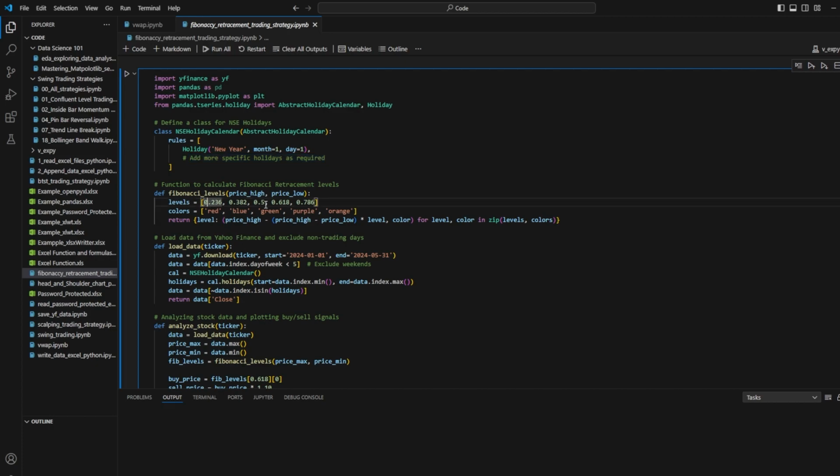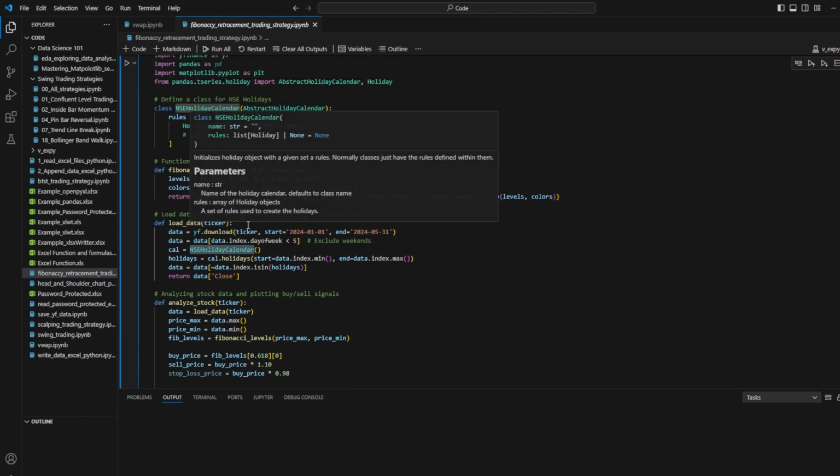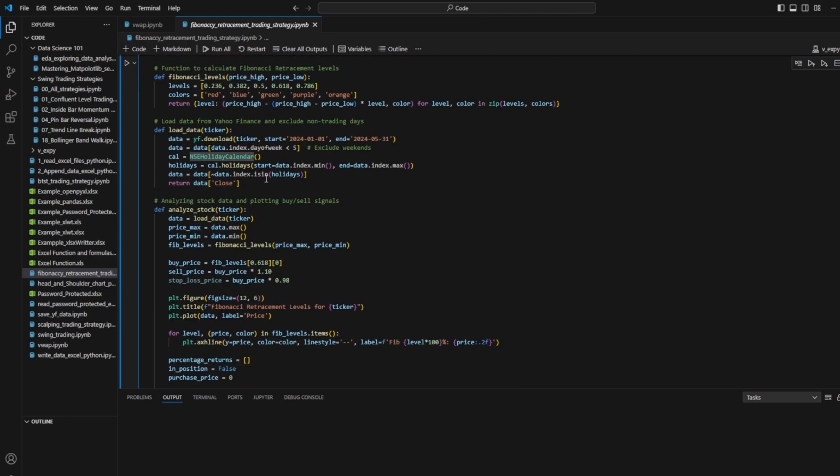Now these are the Fibonacci levels. We have 0.236, 0.382. These are very important Fibonacci levels, and we have given a color to each value. I will show it on the graph. Then we have loaded the data from Yahoo Finance from 1st of January to 31st of May, and this is the calendar that we have called over here. After that, we have returned the data.